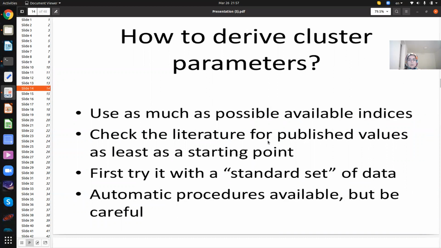And how to derive cluster parameters? Use as many available indices as possible. Check the literature for published values, at least as a starting point. First, try it with a standard set of data. For example, you know about the Pleiades, so you can start with the Pleiades, as it is famous. Automatic procedures are available, but be careful about them.